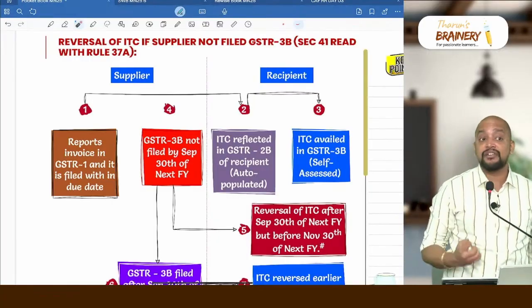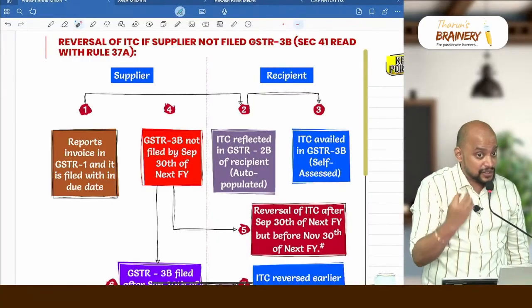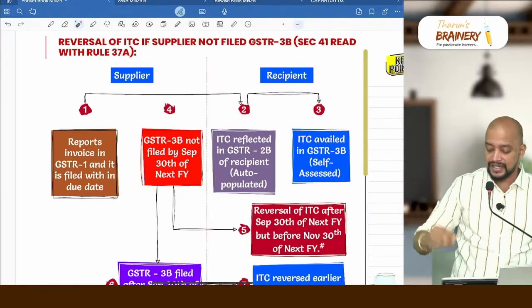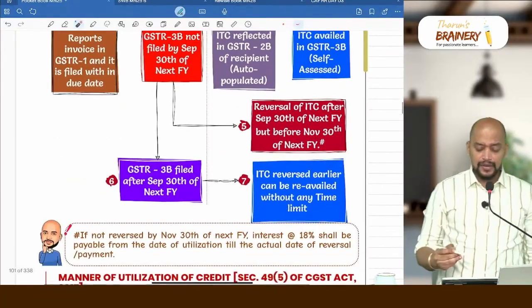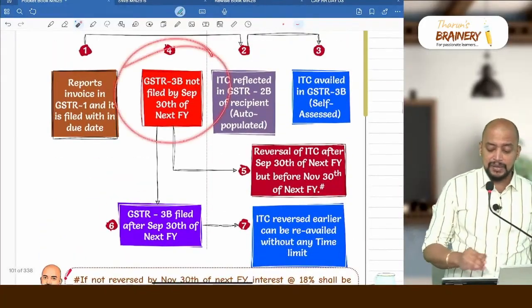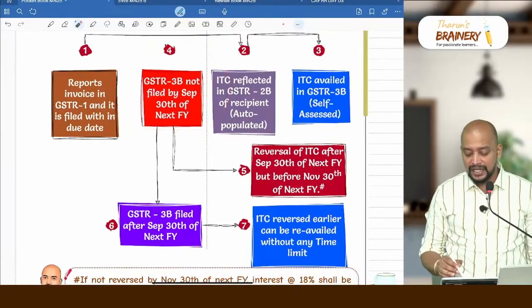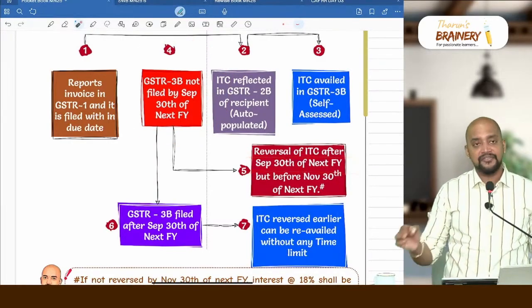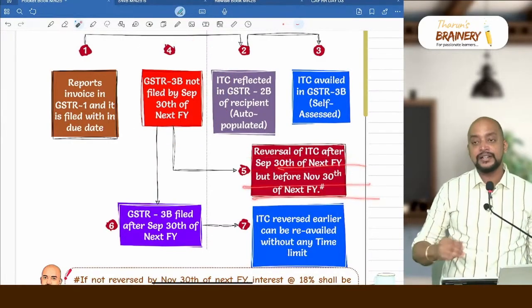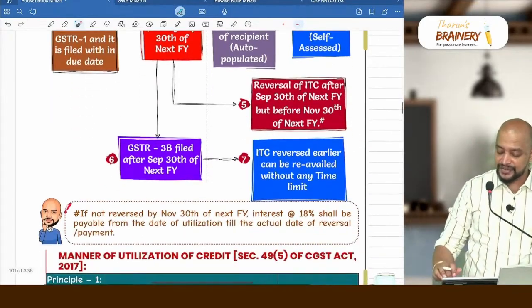From which date to which date? From the date of utilization of ITC till the date of reversal. You can see here. So if the supplier has not filed 3B by September 30th of next financial year, the recipient should reverse the ITC after September 30th of next financial year, but before November 30th of next financial year.